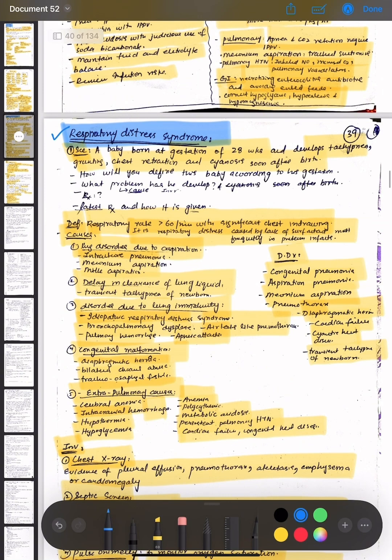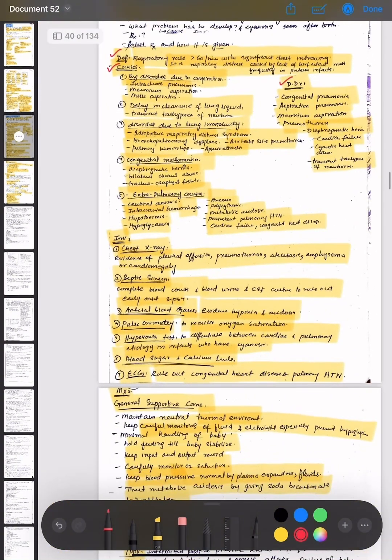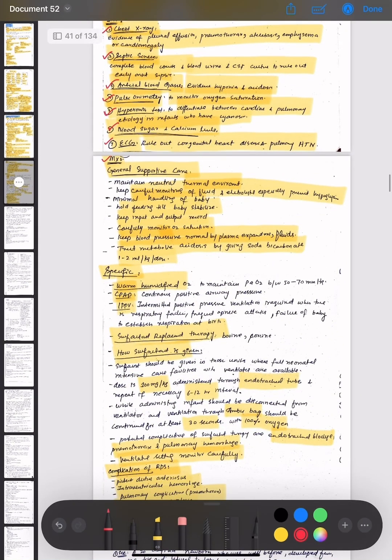So we have discussed respiratory distress syndrome. We have discussed the scenario for it. Then the definition. Then we discussed the causes, which are lung disorders due to aspiration, delay in the clearance of lung liquid, disorders due to lung immaturity, congenital malformations, and extrapulmonary causes. Then we discussed the differential diagnosis. Then the investigations, which are chest X-ray, septic screen, arterial blood gases, pulse oximetry, hyperoxia test, blood sugar and calcium level, and ECG. Then we discussed the different management options, which are general supportive care and specific, and then the complications of RDS.